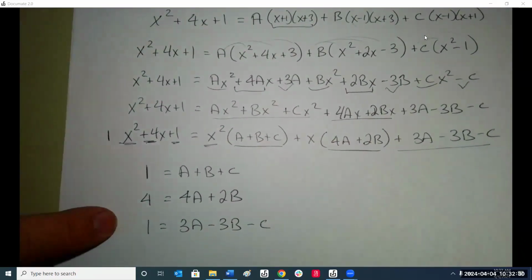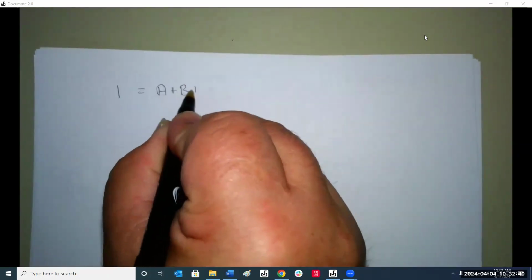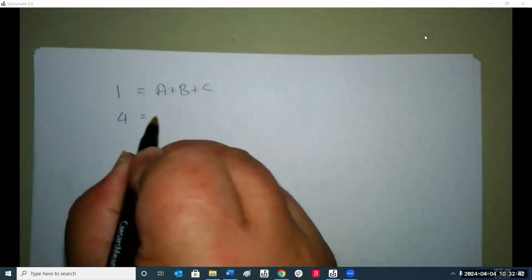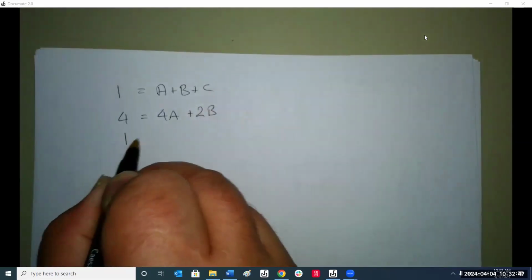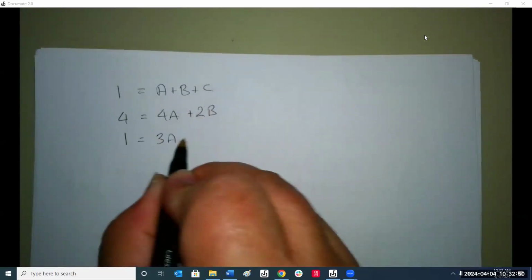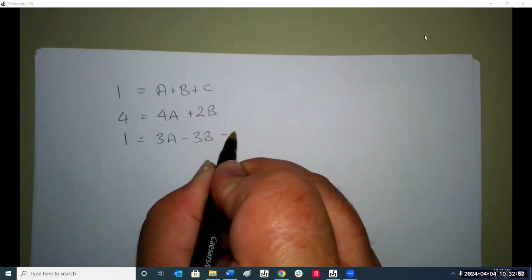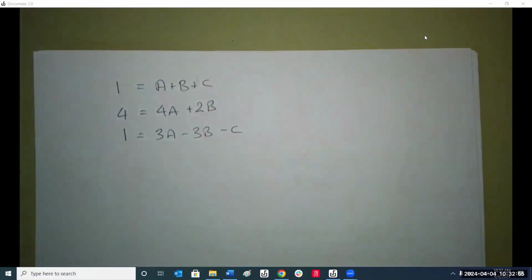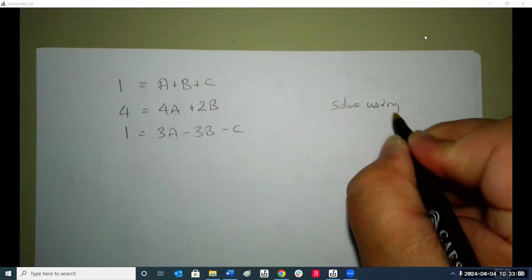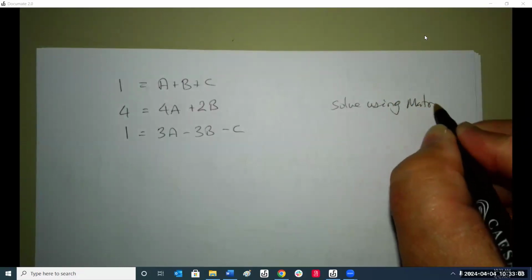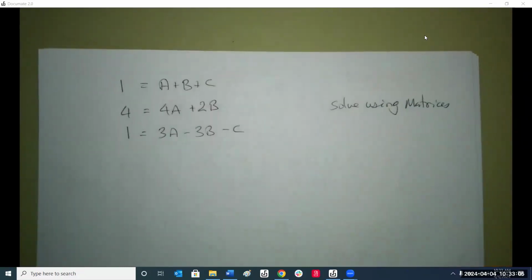All right, so let's look at all these. Let's transfer this onto the page. So we have 1 equals a plus b plus c. 4 equals 4a plus 2b. And 1 equals 3a minus 3b minus c. Solve using matrices. I like to use Cramer's rule.